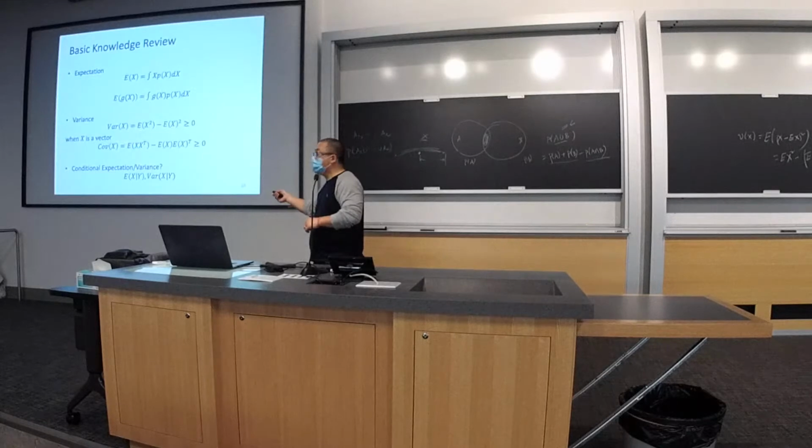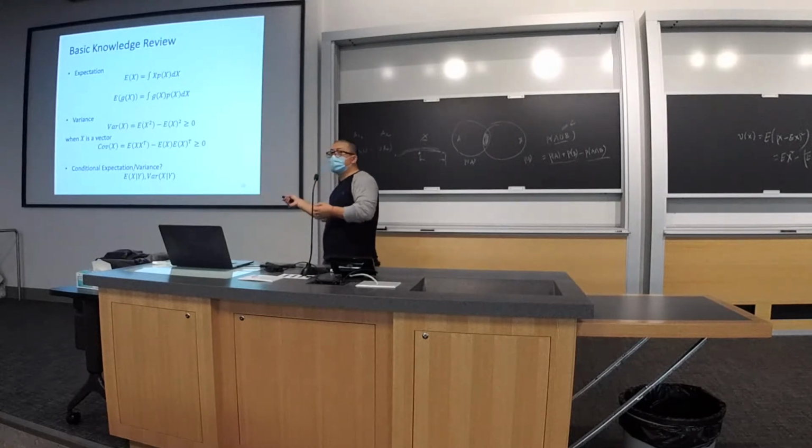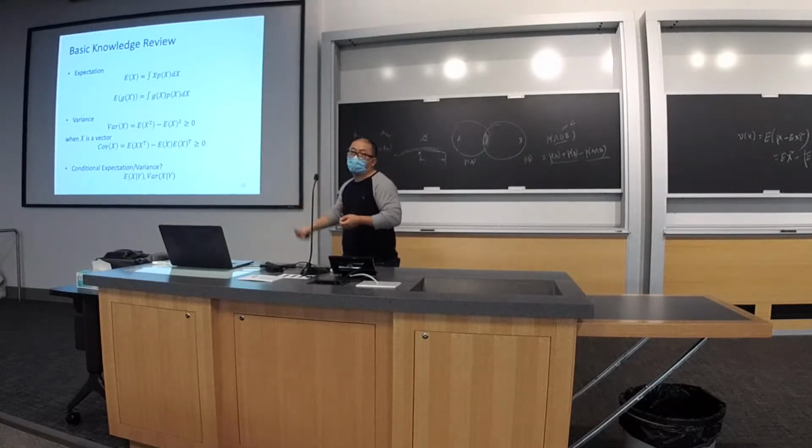But remember, this is a matrix. This is the expectation of x times x transpose. So x is an n-dimensional vector, and x x transpose is the outer product, which is an n by n matrix. Then subtract the expectation of x times the expectation of x transpose. And we can show that this is always positive semi-definite.